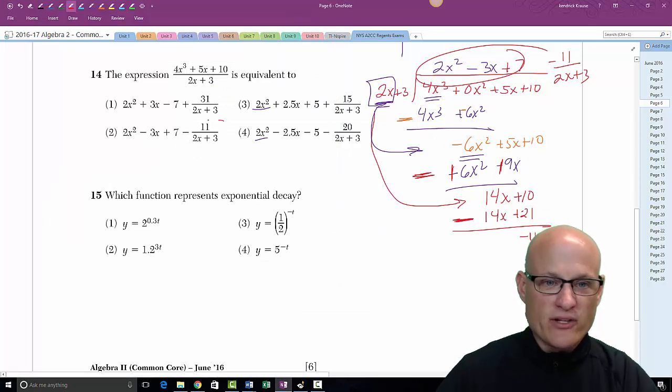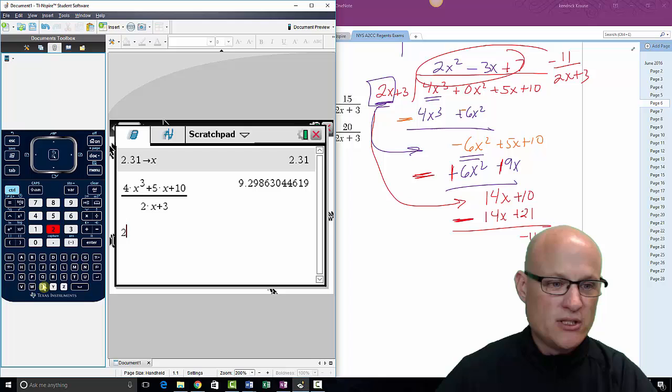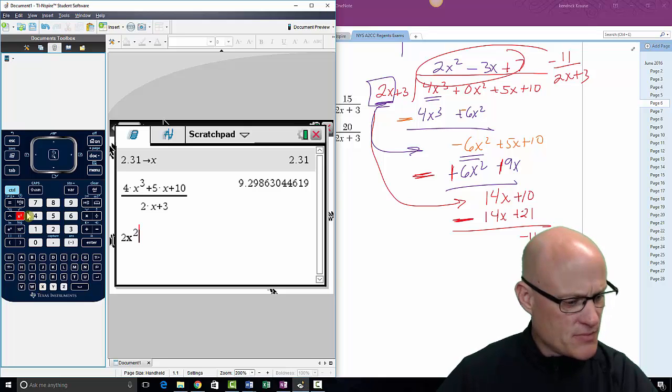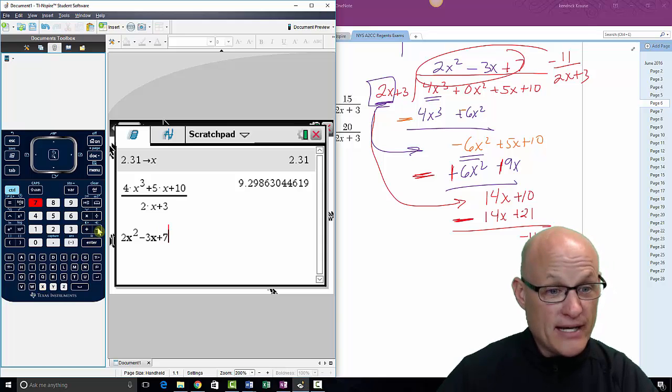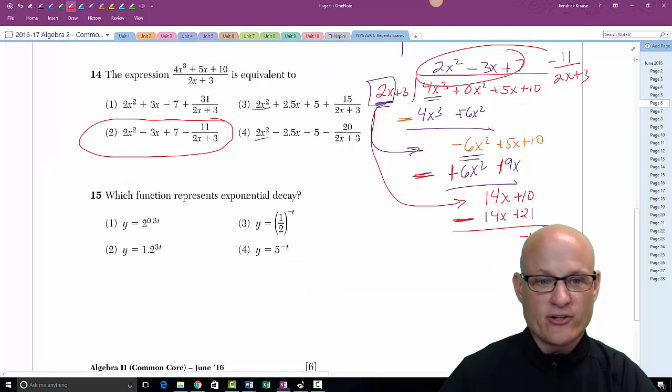Now, I could go through all of these answers, but since I know this is the right answer, I'll type this one: 2x squared minus 3x plus 7 minus control division 11 over 2x plus 3. Hit enter. Look at that. They match. There's our answer.